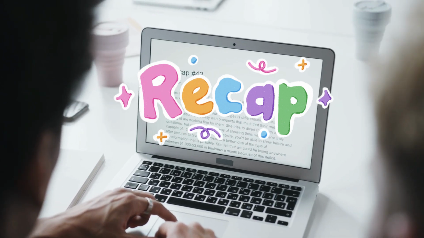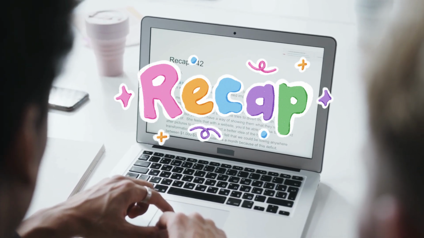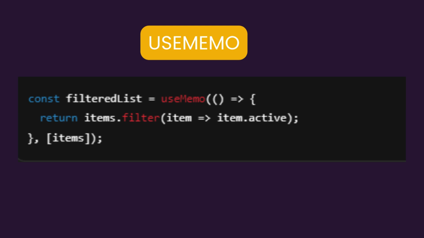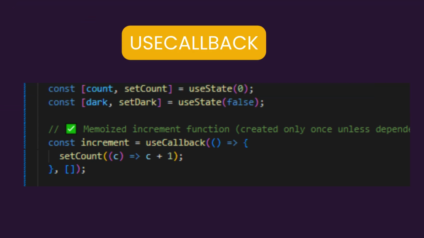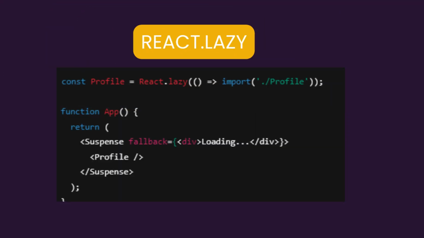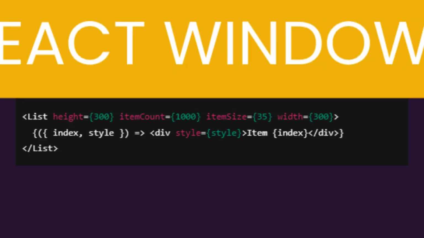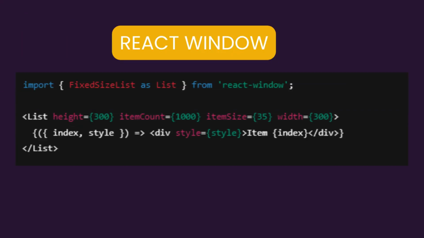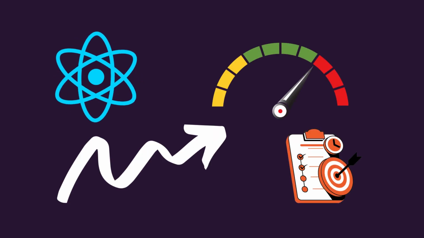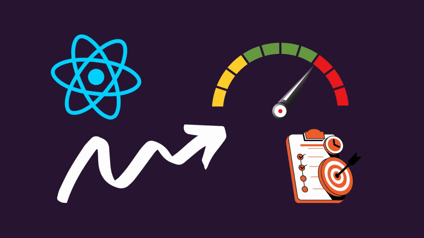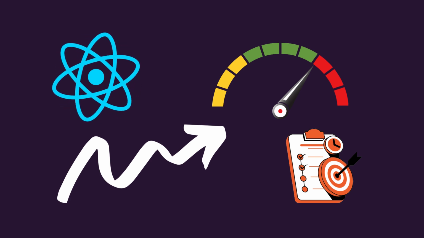Here's a quick recap of what we covered today. Use React.memo for pure components. Memoize heavy calculations with useMemo. Prevent function recreation with useCallback. Split your code with React.lazy and Suspense. Virtualize large lists using React Window. Avoid unnecessary re-renders through custom checks. If you apply even a few of these techniques, your React apps will feel faster, smoother, and more professional.